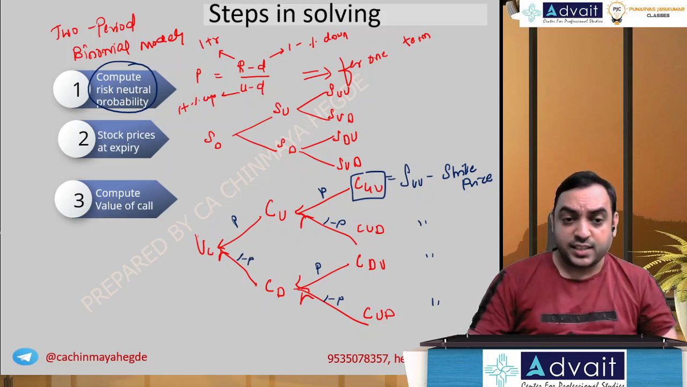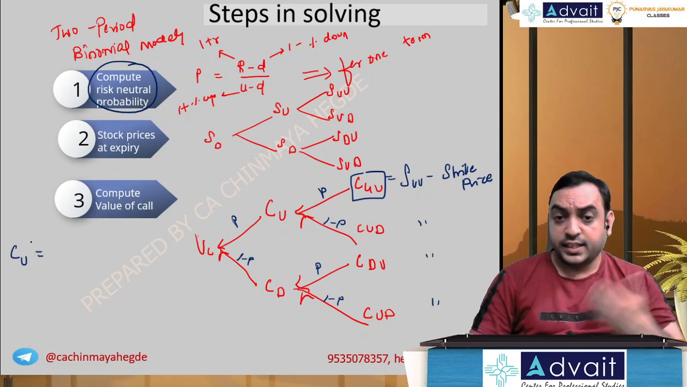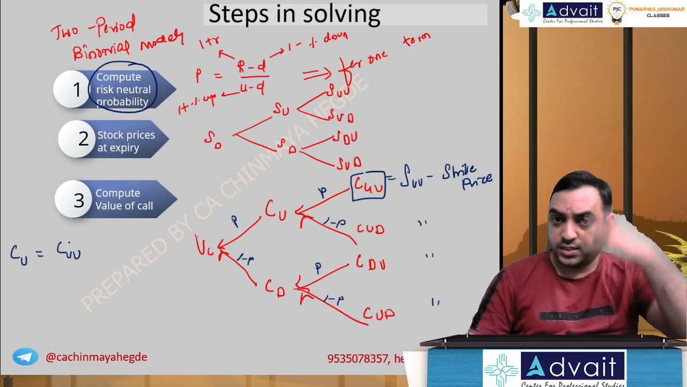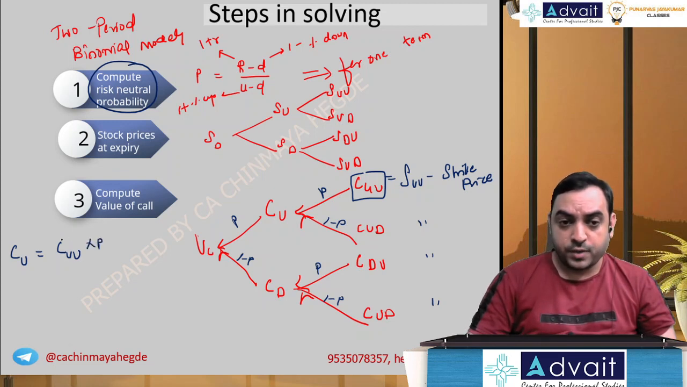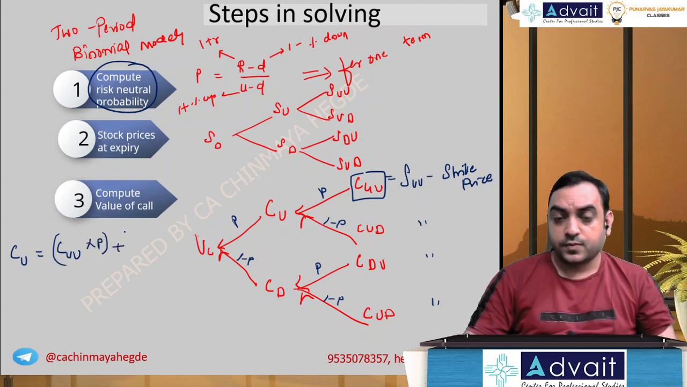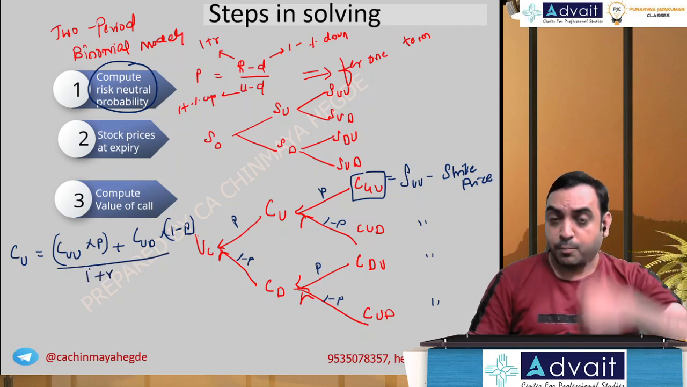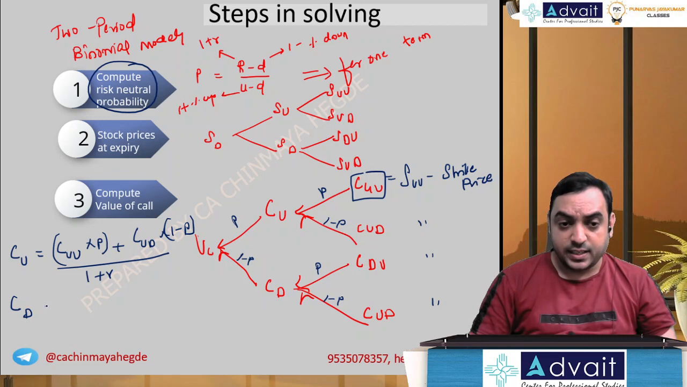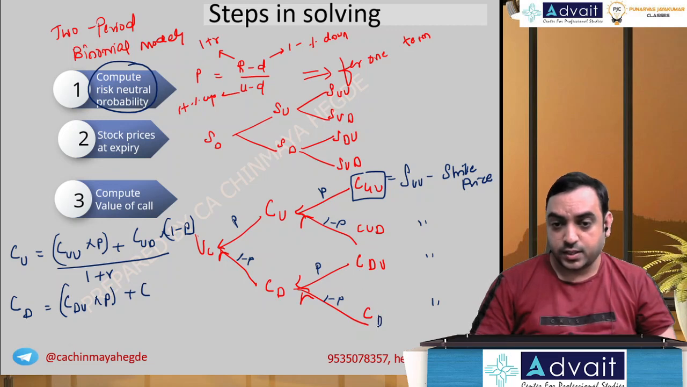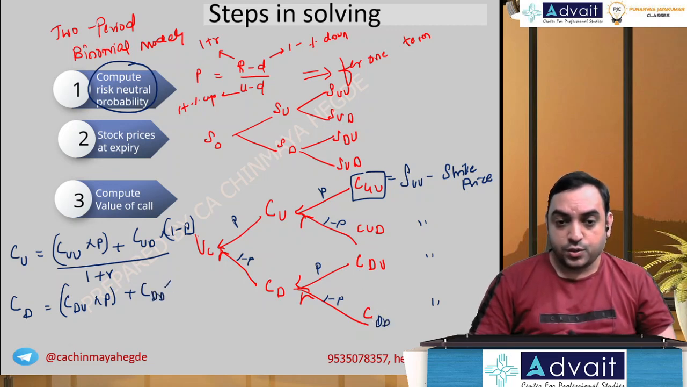So how do we calculate CU? That is CUU, that is intrinsic value, multiplied by probability plus CUD multiplied by 1 minus probability. This will give me expected value divided by 1 plus R. I come back. Similarly, CD is CDU multiplied by probability plus CDD, okay, this is CDD actually, the last one, DD, into 1 minus P, whole divided by 1 plus R.